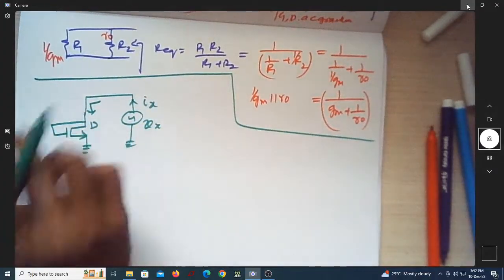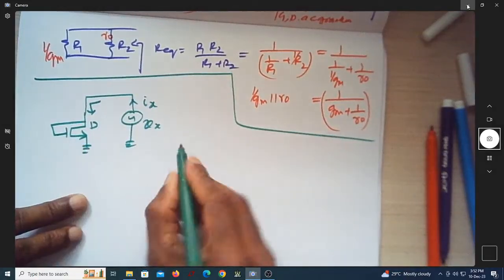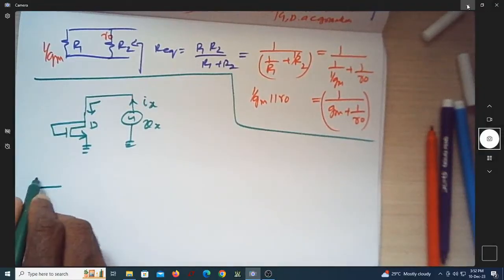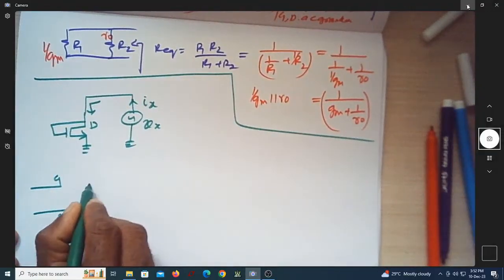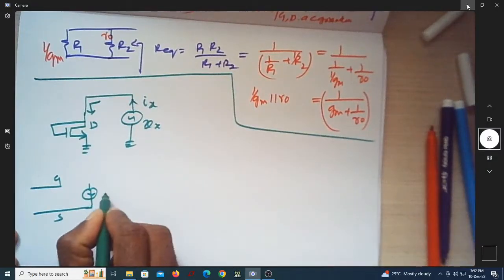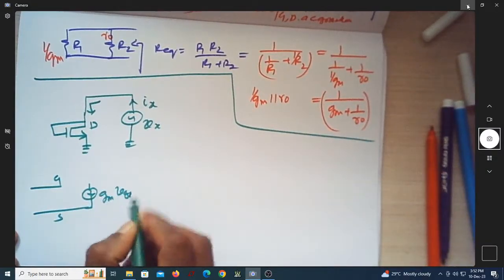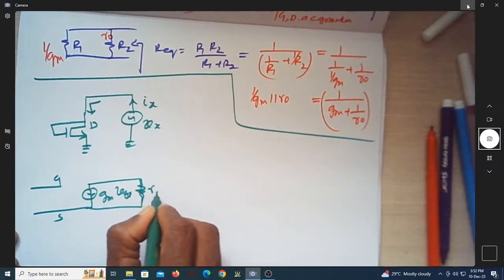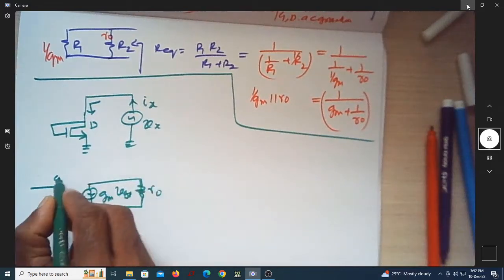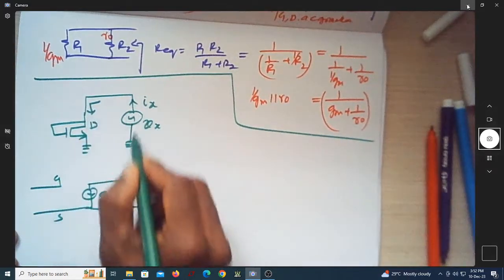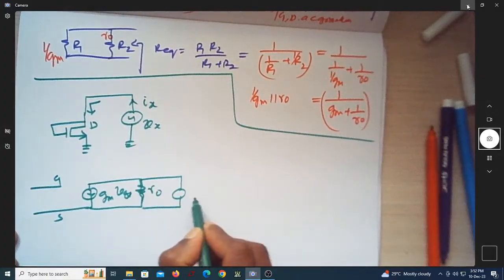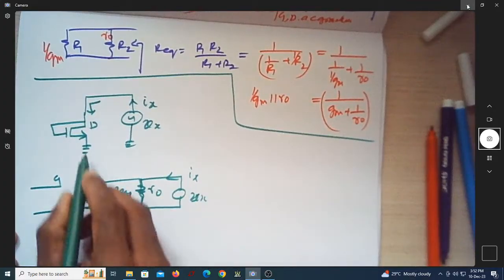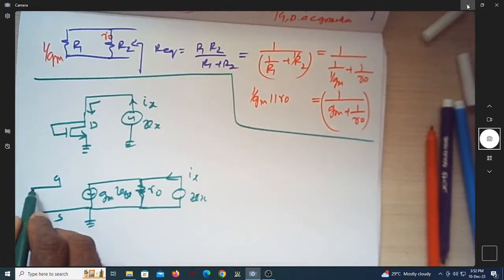So I will write the small signal AC equivalent circuit. It has gate, source, and between drain and source I have gm into VGS, and of course r0 is also there because I'm considering lambda as non-zero. And where is this Vx applied? I am trying to find Ix now. Is this grounded? This is grounded. How about this? This is not grounded now.